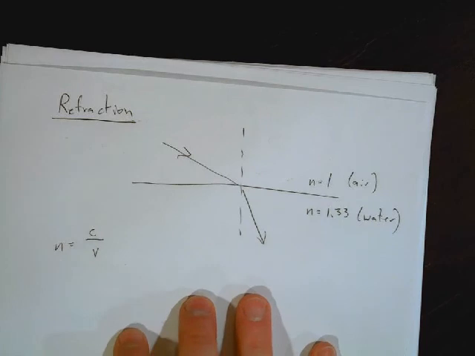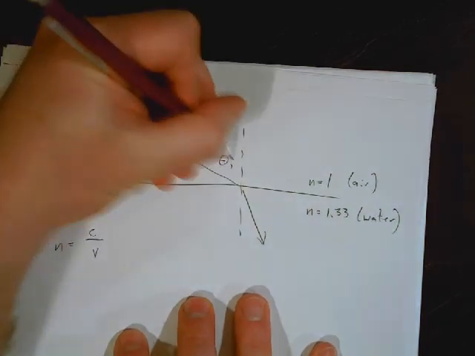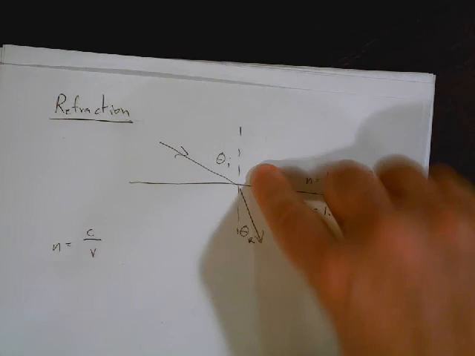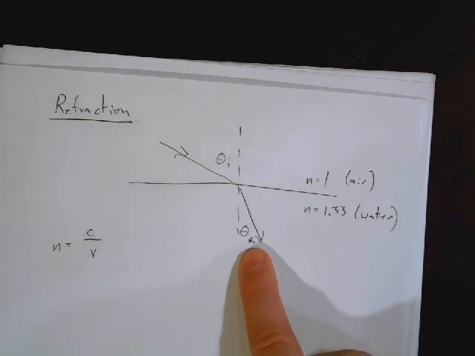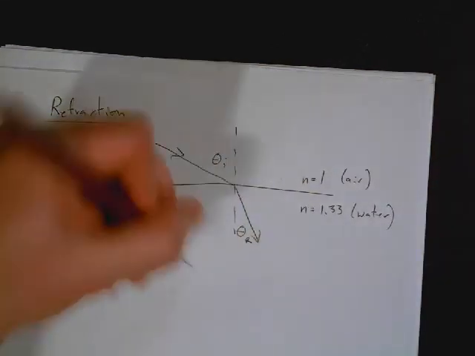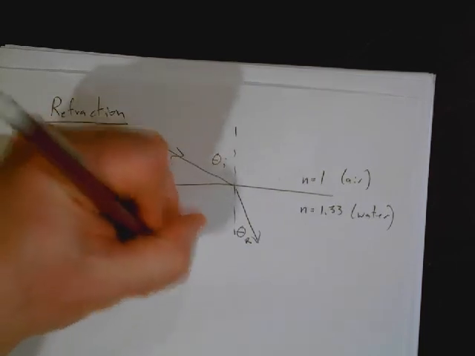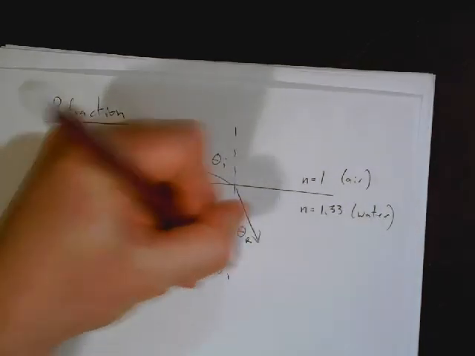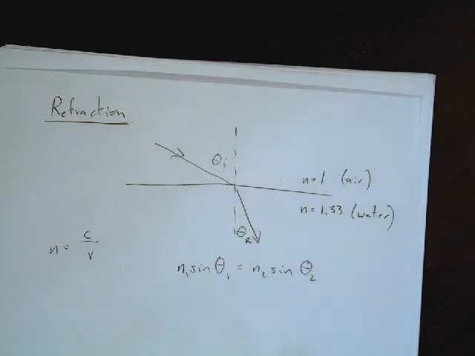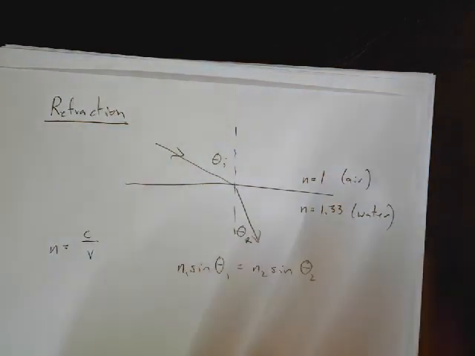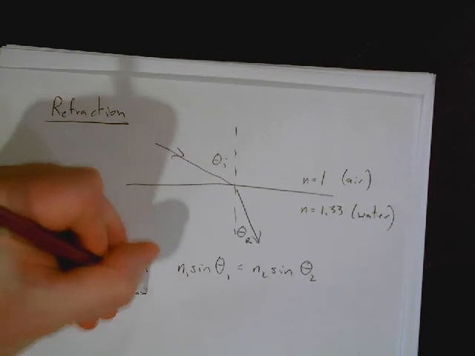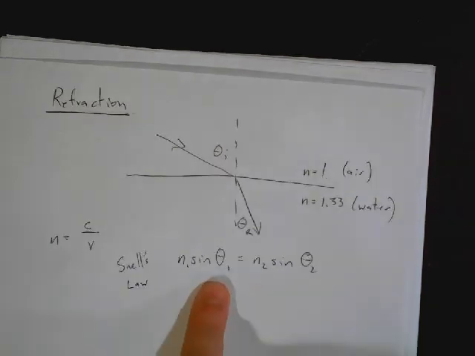But if you have your picture, it would look something like this, okay? Where again, we measure from the normal line. So that this would be my angle of incidence. This would be my angle of refraction. We had an equation that showed you the relationship there, which was n1 sine theta 1 equals n2 sine theta 2. And again, this was Snell's law.